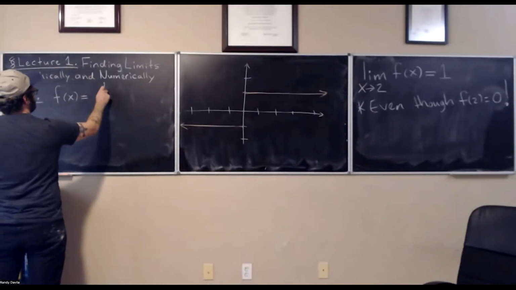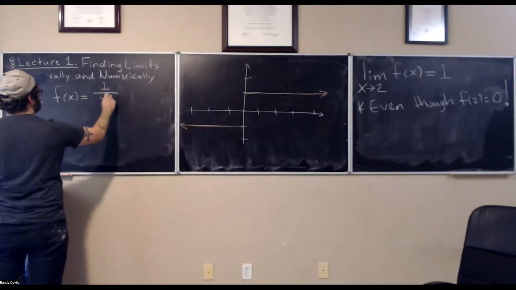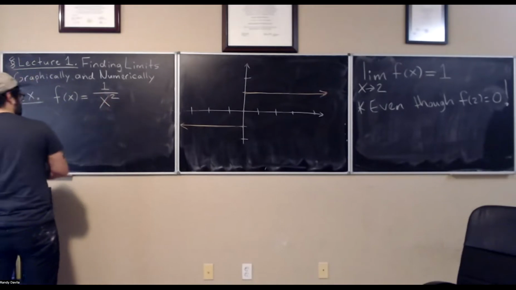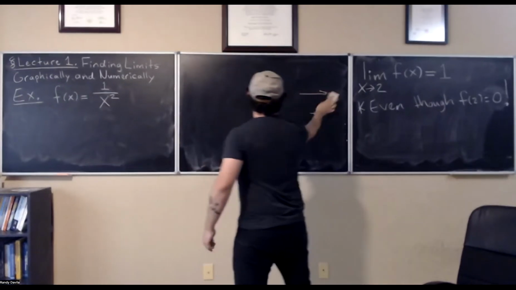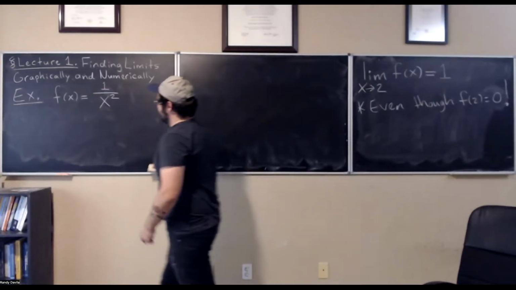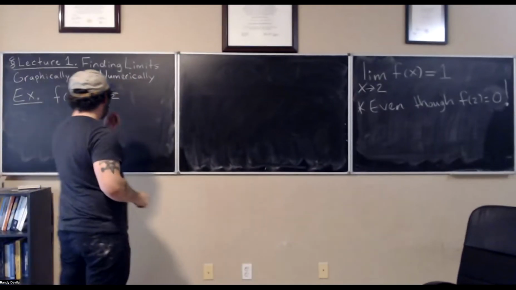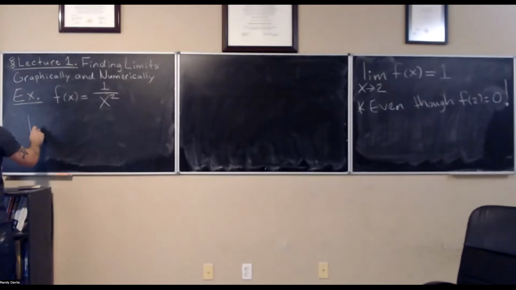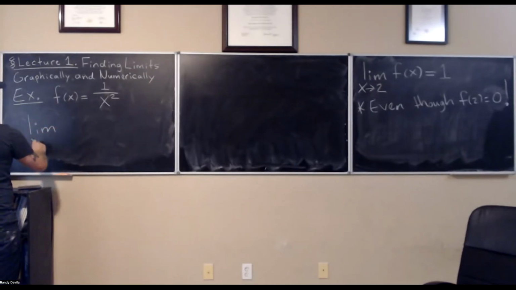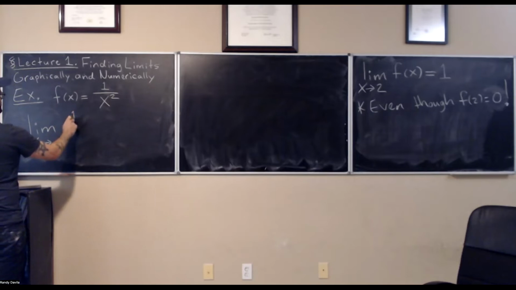Let's look at f of x equal to 1 over x squared. So here, let's look at the limit as x approaches 0 of this function.